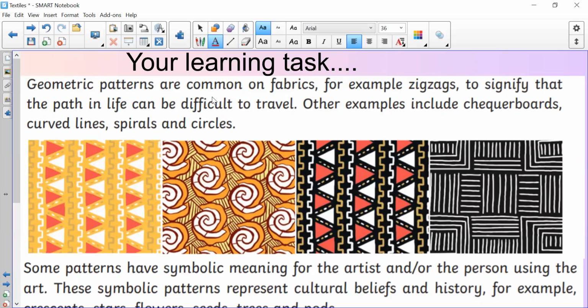Geometric patterns are common on fabrics. For example, zigzags to signify that the path in life can be difficult to travel. Other examples include checkerboards, curved lines, spirals, and circles. Okay, so some of these patterns have taken the colours of an animal from the natural form world. Others have taken inspiration from landscapes and the sky and things like that, but then they've turned them into a pattern. So it's not like they're just drawing a zebra over and over again.